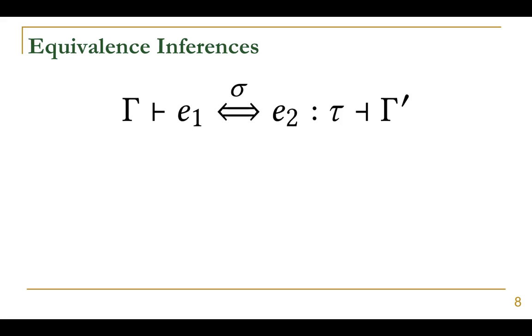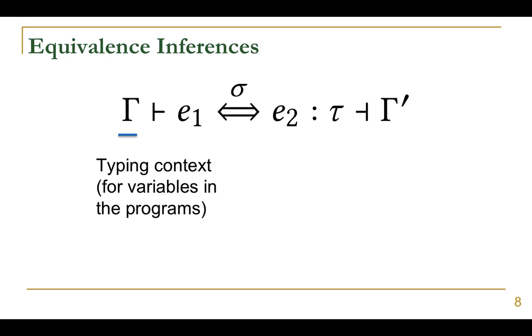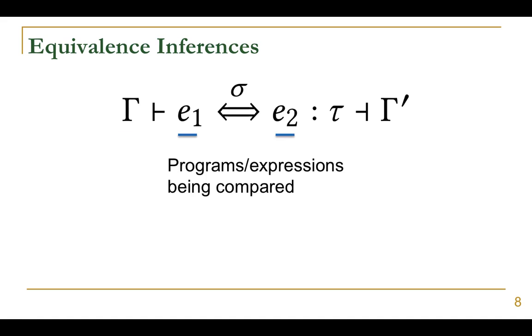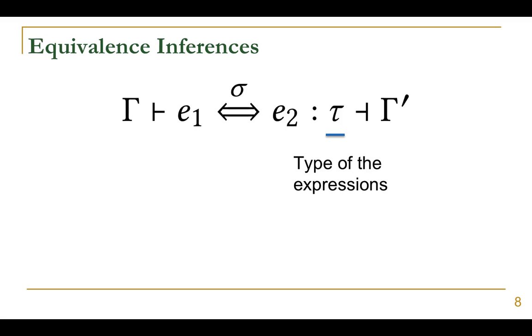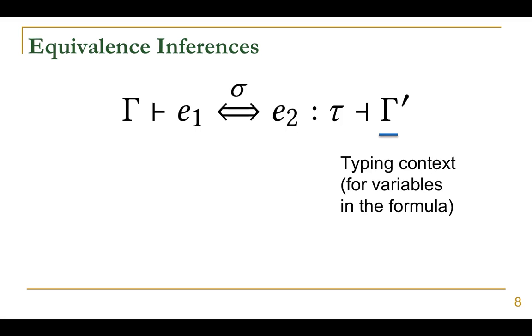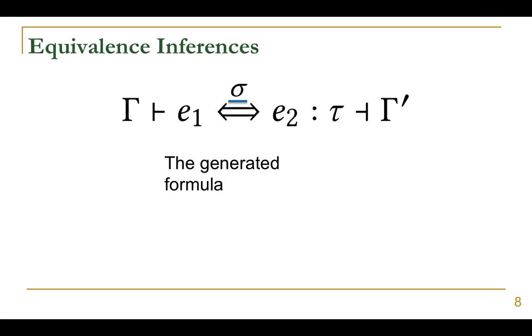The judgment that we use for our inference rules is this. We have gamma, a typing context for all of the variables that appear in E1 and E2; E1 and E2, which are the expressions or sub-expressions being compared; tau, the type of E1 and E2; gamma prime, the typing context for all of the variables that appear in sigma but not in E1 or E2; and finally sigma itself, the formula being generated by this evaluation.